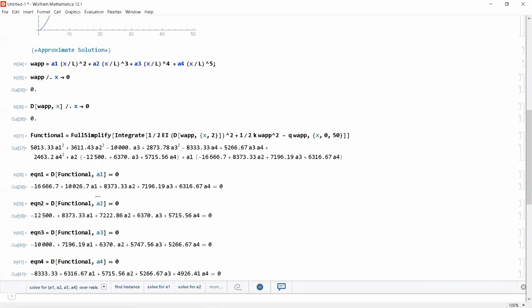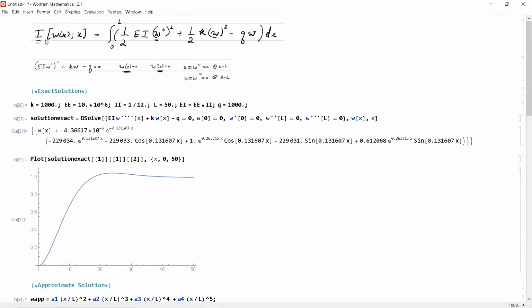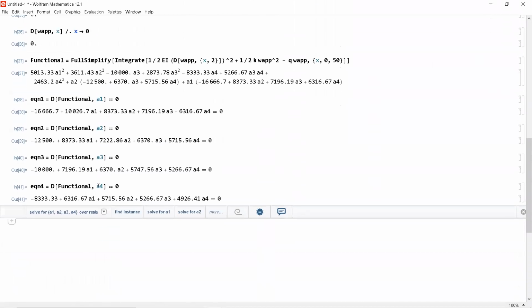So hopefully that looks correct. You can see it's a linear system of equations in A1, A2, A3, A4, which is amazing. Because when I plug in A1, A2, A3, A4, that will give me the approximate solution that minimizes I, but also gives me the best approximation to the differential equation, which I think is very neat, to be honest.